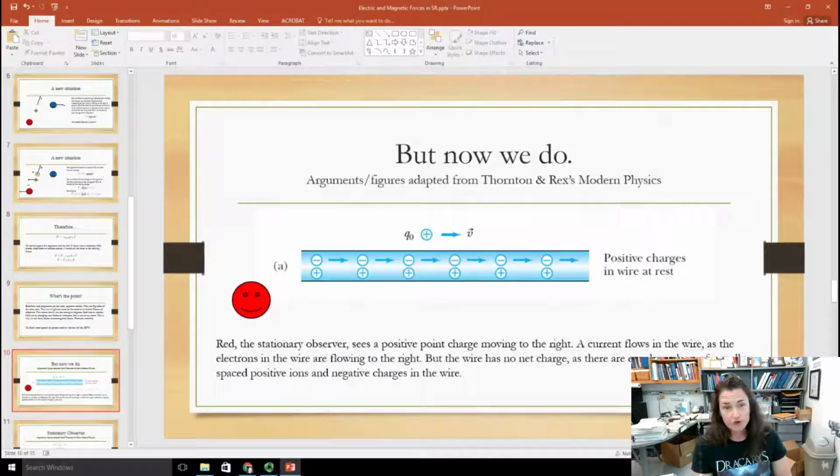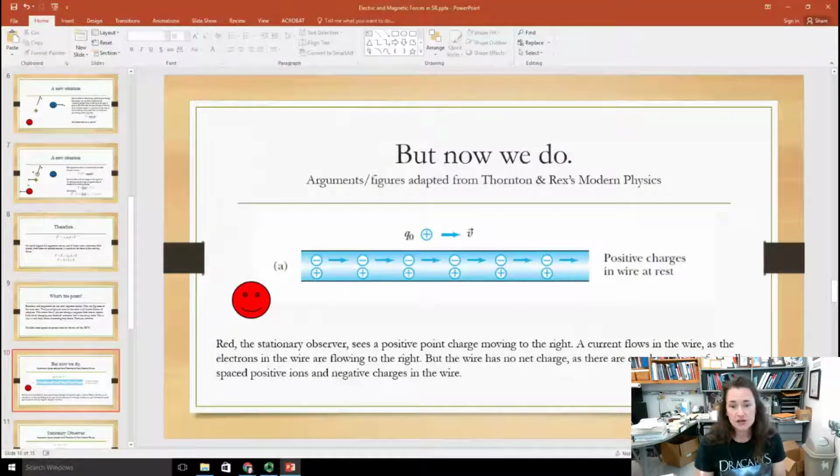Here we have a stationary observer, and we see a point charge moving to the right at some speed u above a current carrying wire. Now, in this wire, a current is flowing because it's basically a typical metal. You have these ions in the metal, and then this free electron gas, which is moving around. Now, the free electrons here are moving to the right with a speed u that's equal to the speed of the test charge q naught moving to the right. Okay, so everything here, in this perspective, is moving to the right. And then the positive ions are stationary, which is kind of what you'd expect in a typical metal.